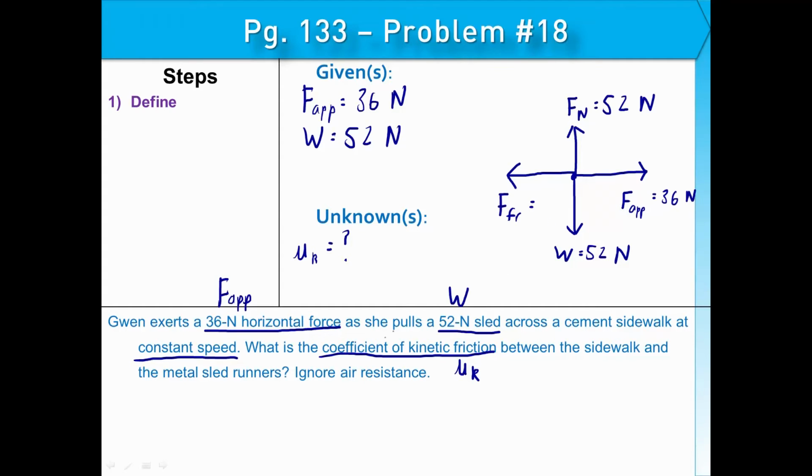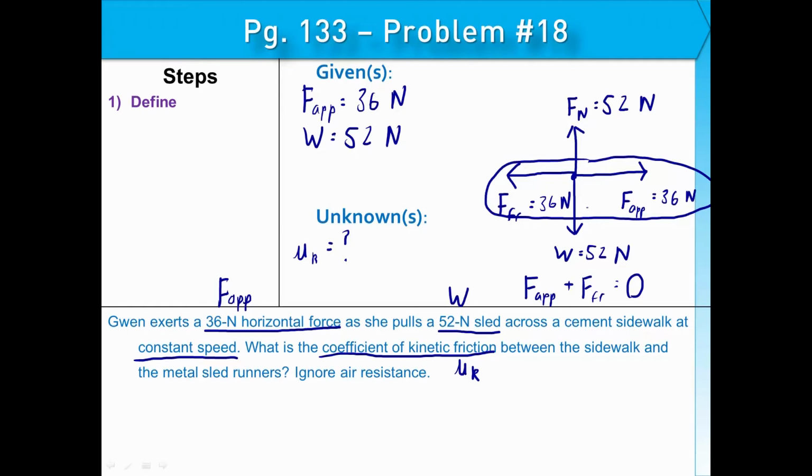All right. Notice it says it's moving at constant speed. What does that mean? It means that if we add all the forces in the horizontal direction, that means we add force applied plus my force of friction, it should equal 0. So that means my force of friction in this case has to be equal in magnitude but opposite in direction. So it's going to be 36 newtons.